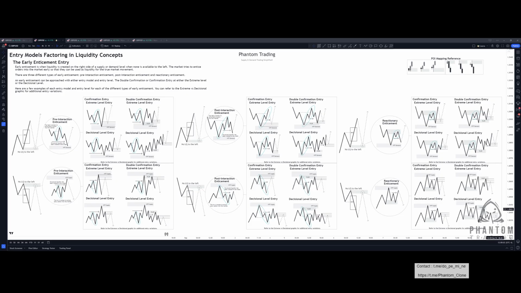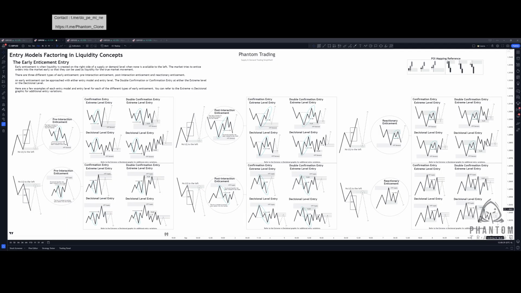Do I need additional confirmation because order flow is not certain? We don't know who's in control. The POI in question that I'm looking to trade from is questionable. There's no clear direction in the market, or I'm looking to trade a reversal. Then looking for the double confirmation entry is the way to go. Or am I trading pro trend, pro order flow? I'm confident in my POI. Then looking for a confirmation entry would be the way to go.